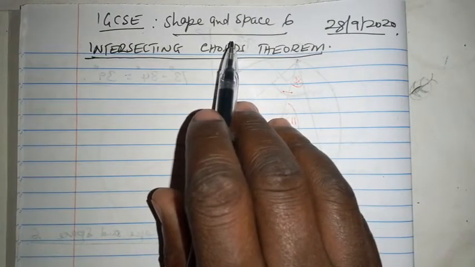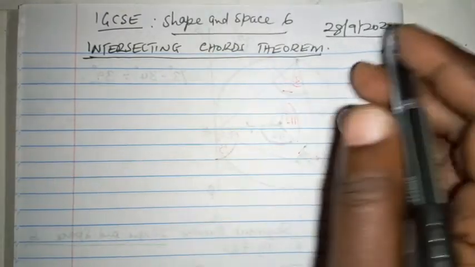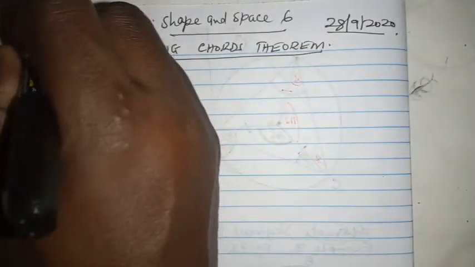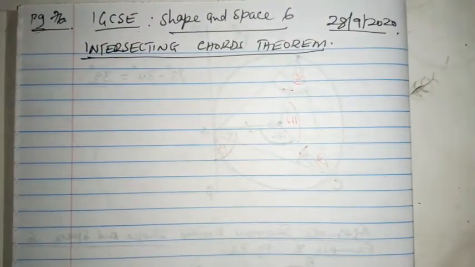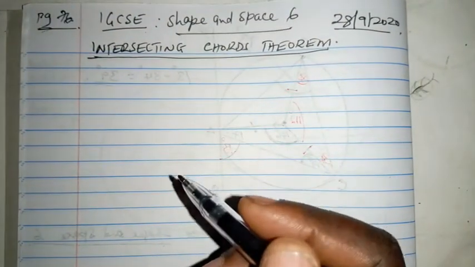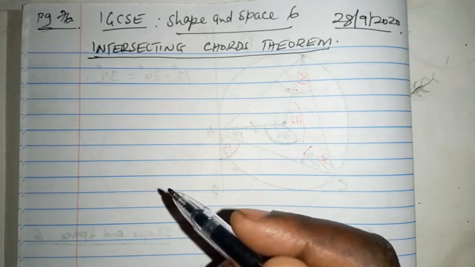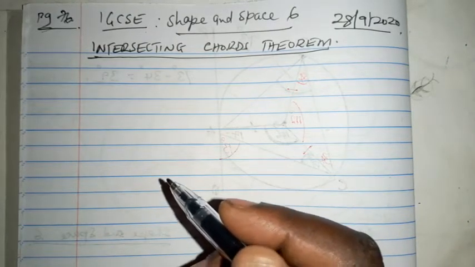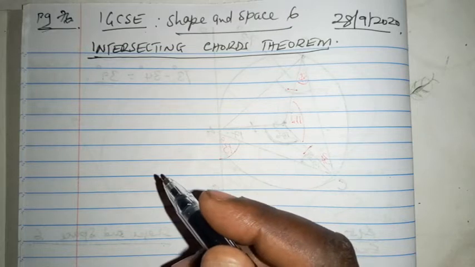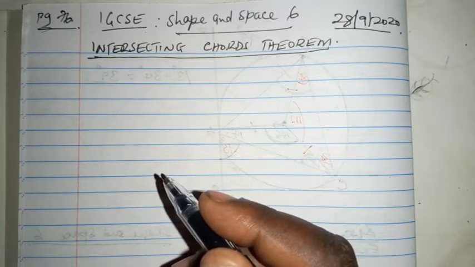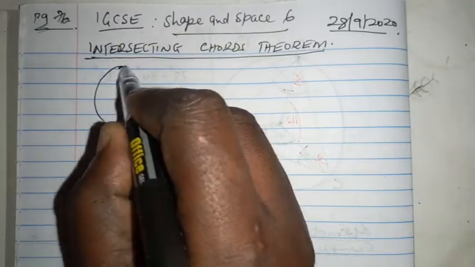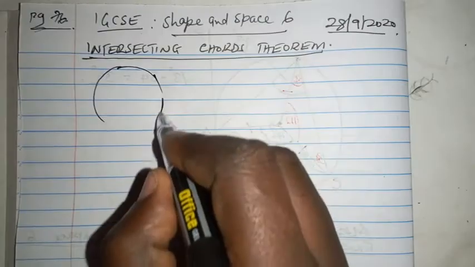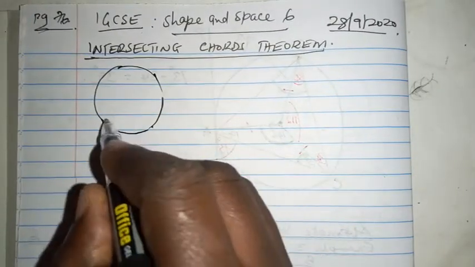And today I want us to touch something very important in Shape and Space 6, and we'll be dealing with our book page, starting page 76, moving forward. We shall see exactly that we are required to talk about intersecting chords.